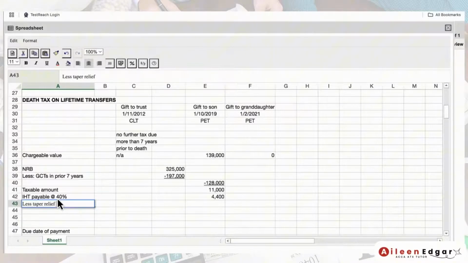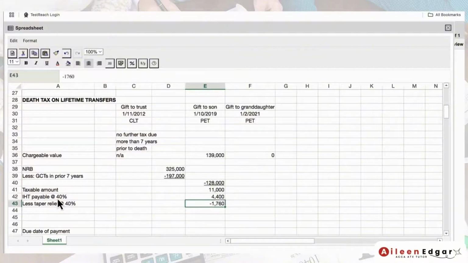We do not prorate this. We just go, what number of years is it between? Is it between 3 and 4, 4 and 5, 5 and 6, 6 and 7? Here it's between 4 and 5, and therefore you get a 40% reduction on tax. So 40% of the tax is 1760. So we're getting to deduct 1760. Because they didn't quite survive the 7 years, but they survived a good number of years.